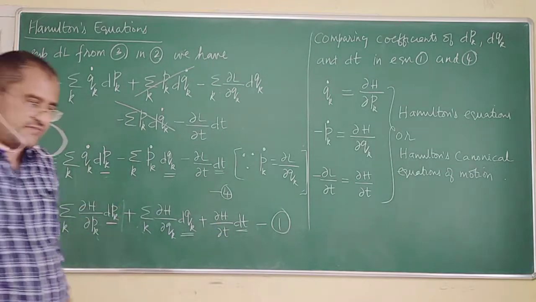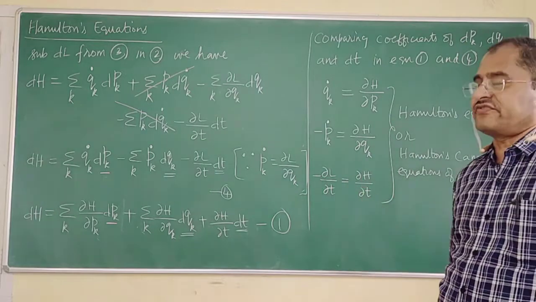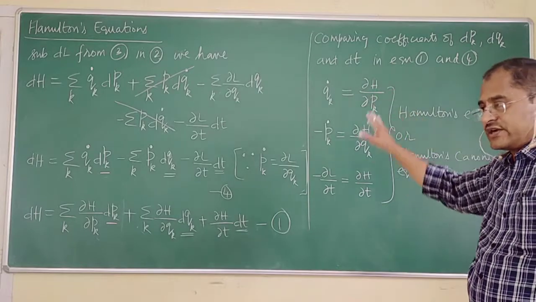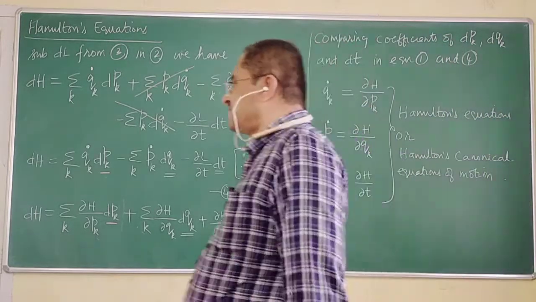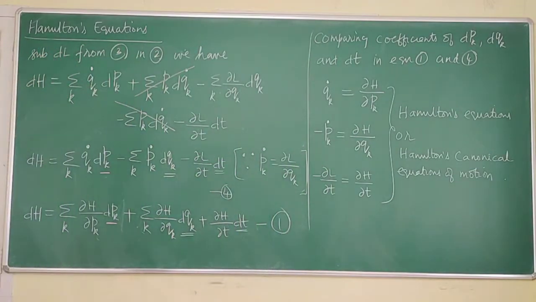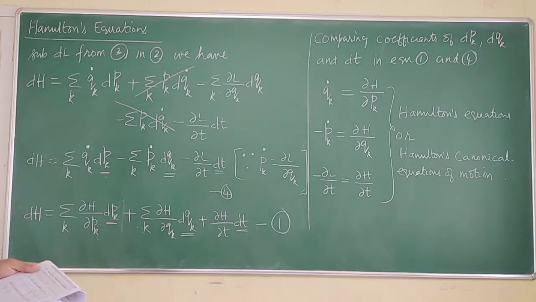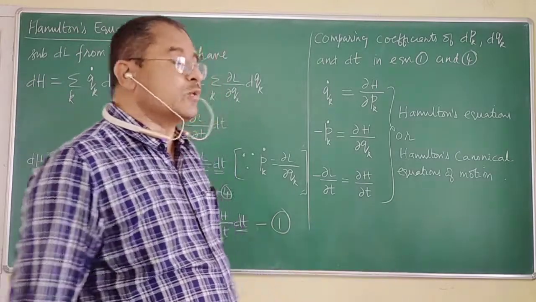Our next topic is the applications of Hamilton's equations. We are going to use these equations quite often, therefore you must remember them. q dot k is ∂H/∂p_k, minus p dot k is ∂H/∂q_k, minus ∂L/∂t is ∂H/∂t. These are Hamilton's equations, also known as Hamilton's canonical equations.